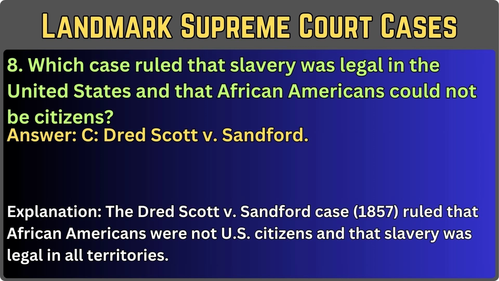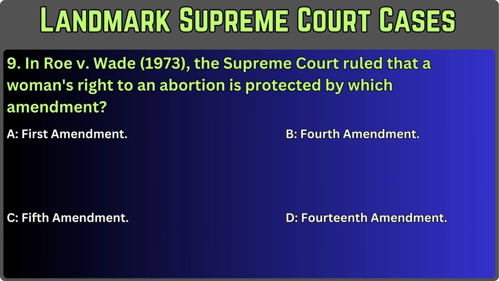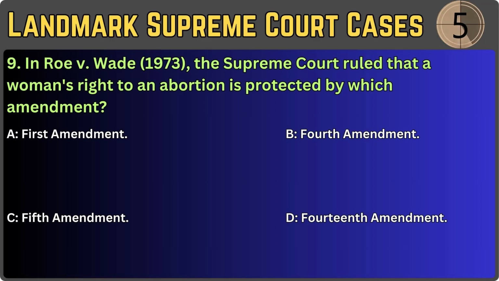Explanation. The Dred Scott versus Sanford case, 1857, ruled that African Americans were not U.S. citizens and that slavery was legal in all territories. 9. In Roe v. Wade, 1973, the Supreme Court ruled that a woman's right to an abortion is protected by which amendment? A. First Amendment. B. Fourth Amendment. C. Fifth Amendment. D. 14th Amendment.